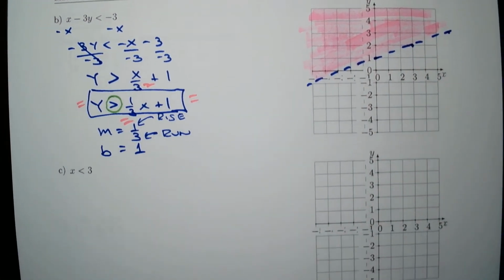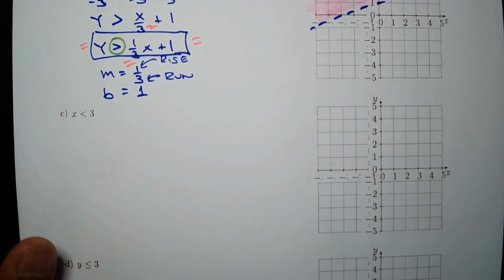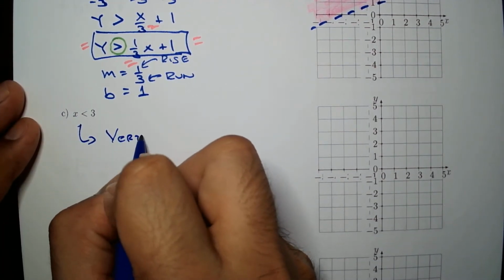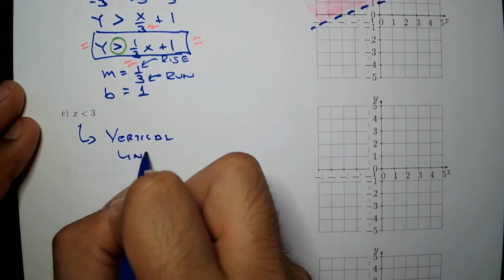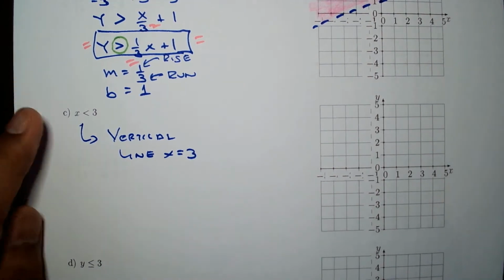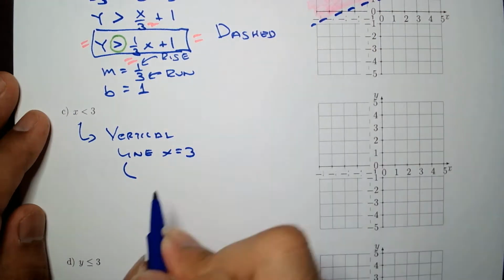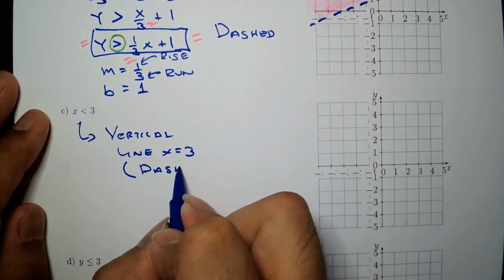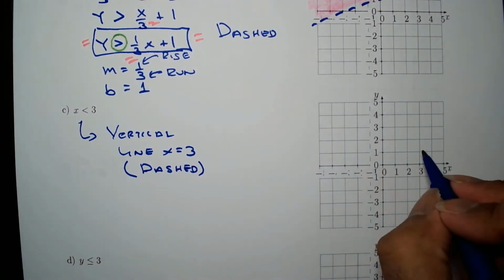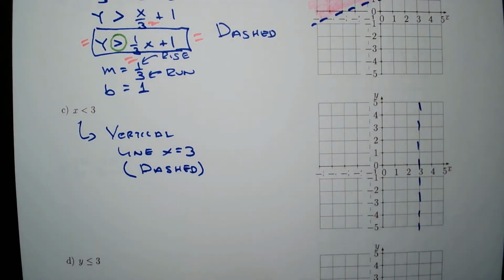Let's do another one. x less than 3. In this case, we have the vertical line x equals 3. But because of the inequality symbol, this is dashed. So it's going to be a vertical line at x equals 3, and it's dashed.